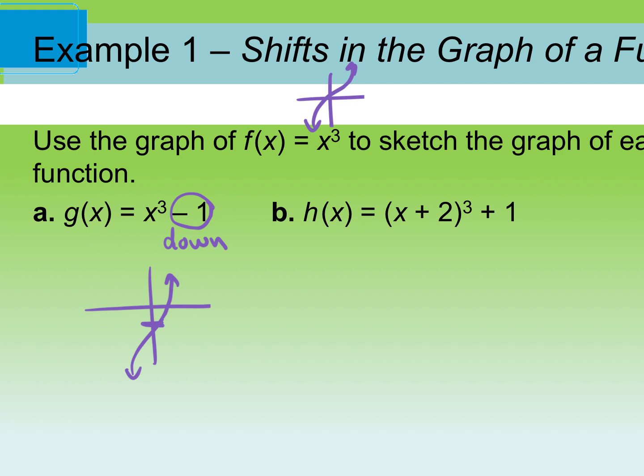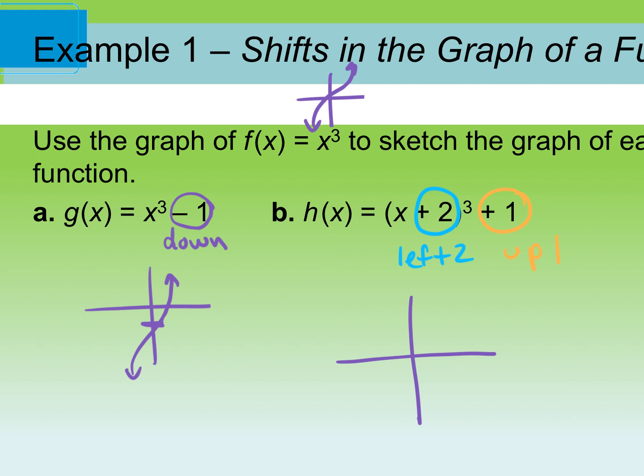And then for B, when we add 2 on the inside, which direction does that move our graph? Left 2. And when we add 1 on the outside, which direction does that move our graph? Up 1. So here we have 2 transformations. Whenever you have multiple transformations happening, you always want to go from the inside, closest to x, to the outside. So start with what's happening directly to x, and then apply your transformations from inside to outside.